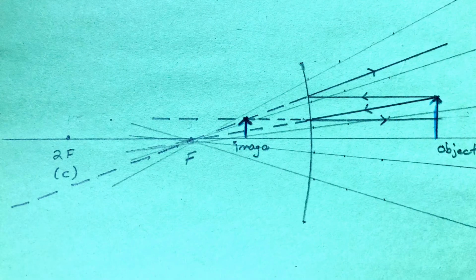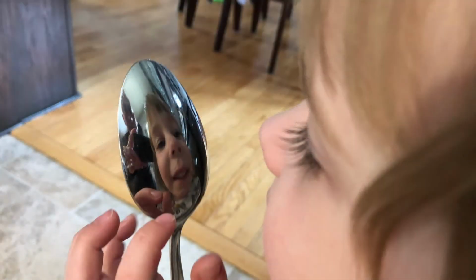So here is our ray diagram showing the object and the image within the mirror surface itself. You can clearly see the image characteristics are as they were established on the previous slide. So here you can see the back of the spoon being used as a convex mirror, showing the same image characteristics that we just saw.